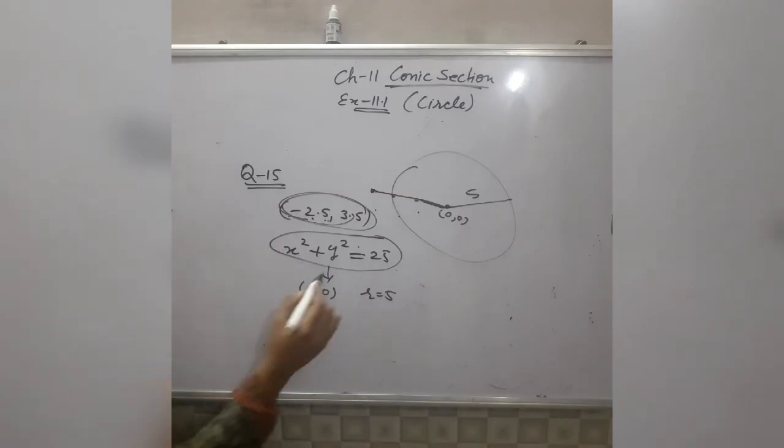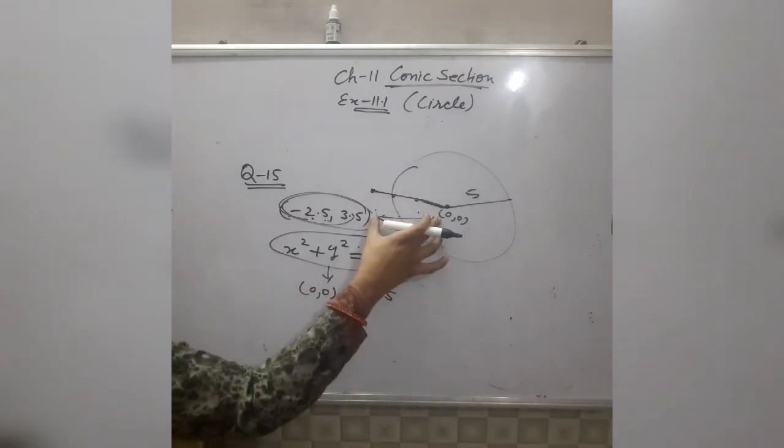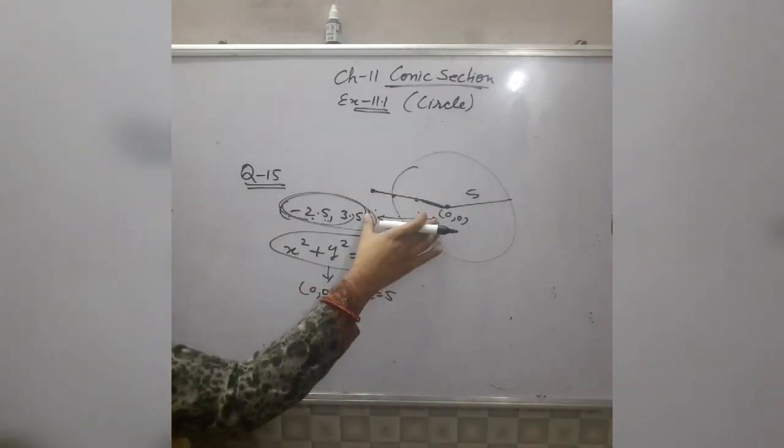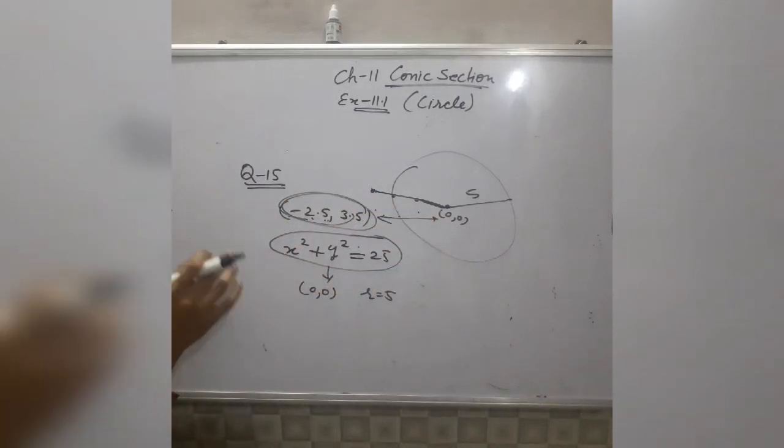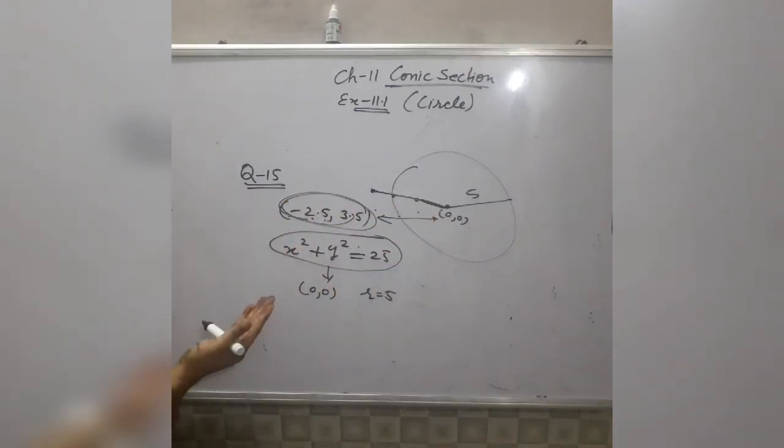So in sum 15, you will find out the distance between these 2 points, and you will check whether this distance is less than 5, equal to 5, or greater than 5. According to that result, you will decide whether this point lies inside the circle, on the circle, or outside the circle. So this is the first exercise of conic sections.